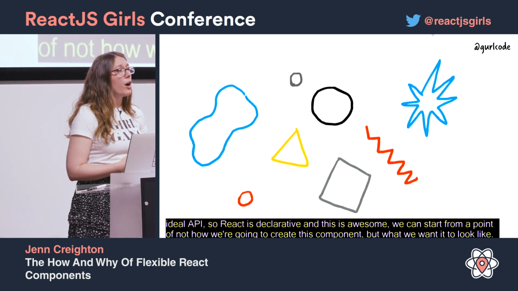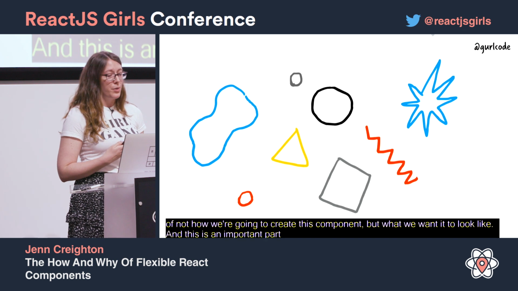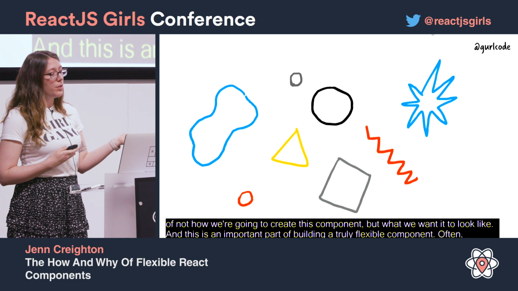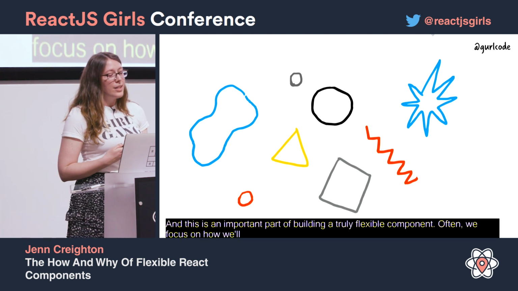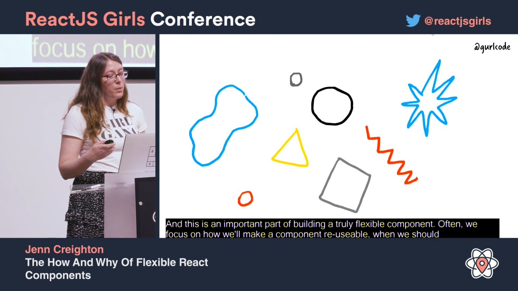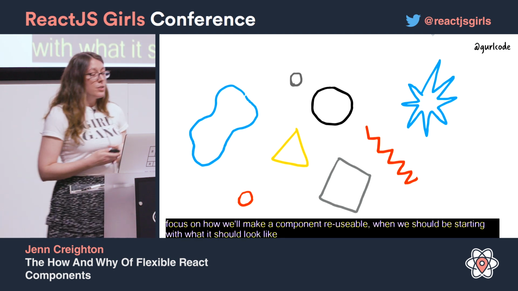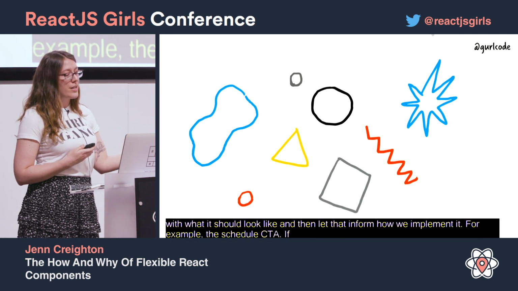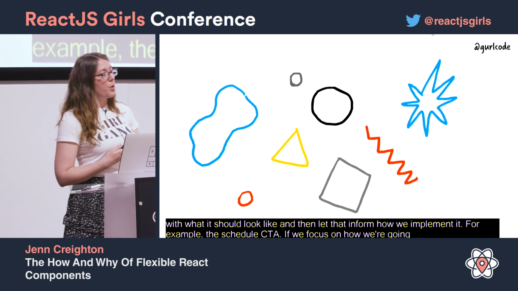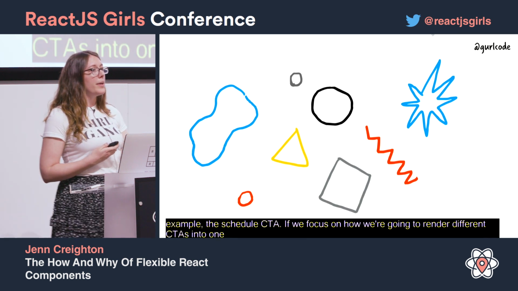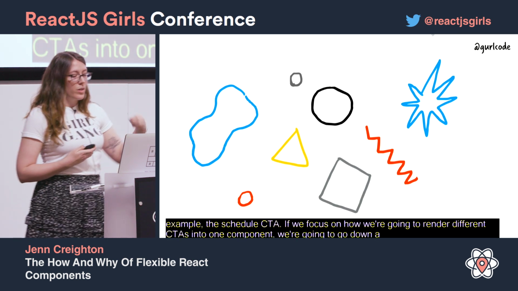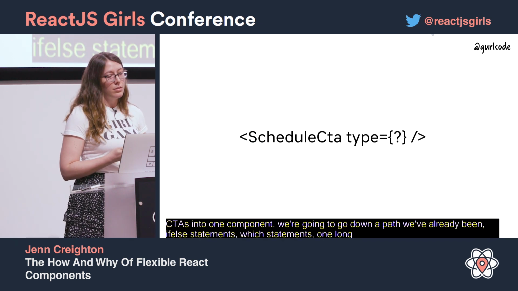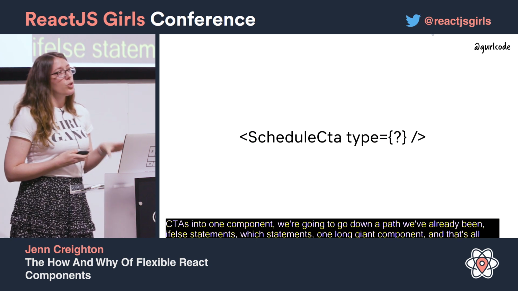And this is an important part of building a truly flexible component. Often, we focus on how we'll make a component reusable when we should be starting with what it should look like and then let that inform how we implement it. So for example, the schedule CTA. If we focus on how we're going to render different CTAs into one component, we're going to go down a path we've already been. If-else statements, switch statements, one long giant component. And that's all imperative, it's not declarative. So let's focus on what we want it to look like.